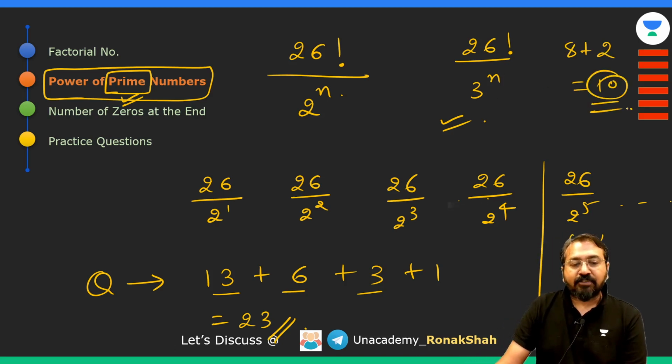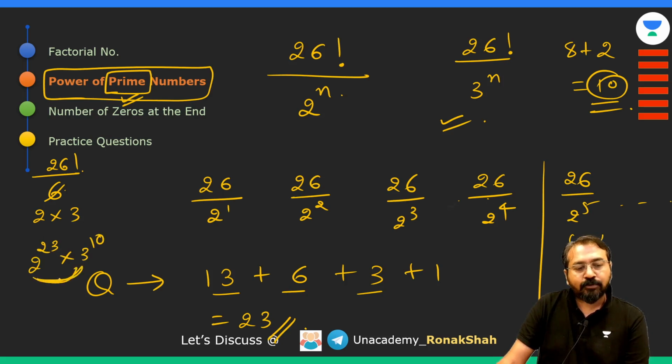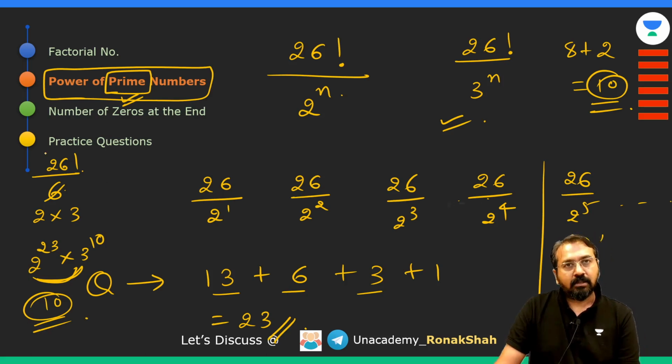Now in case I ask to find out power of 6 in 26 factorial, so what I know is 6 is nothing but 2 into 3. So we have 23 power of 2, but we have just 10 power of 3. So how many pairs of 2 and 3 can I make? I can make just 10 pairs. So power of 6 will be equal to 10, right?